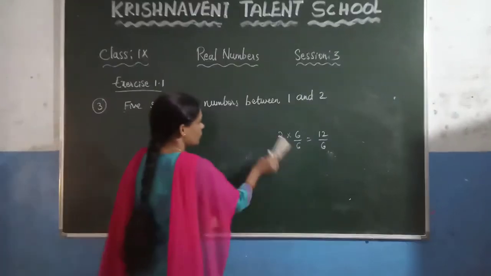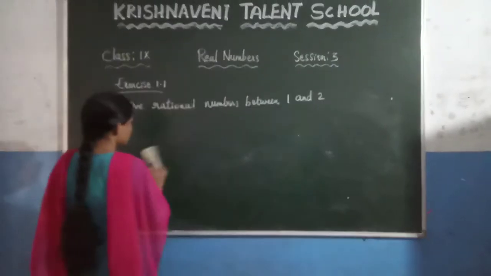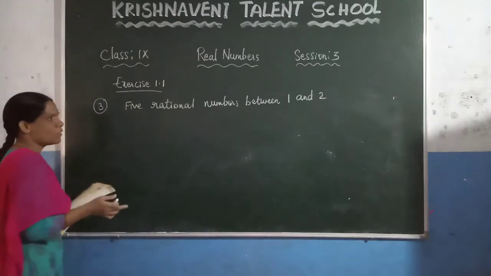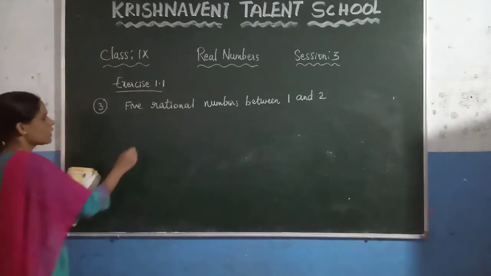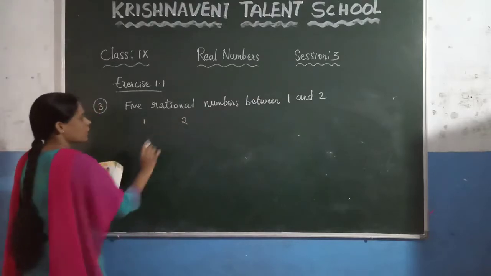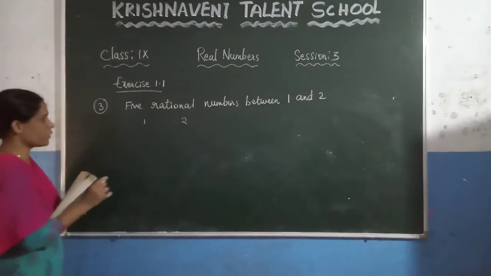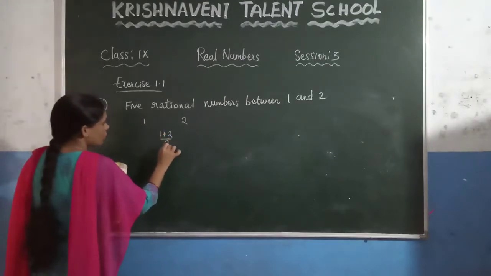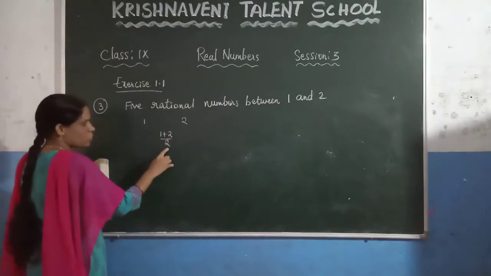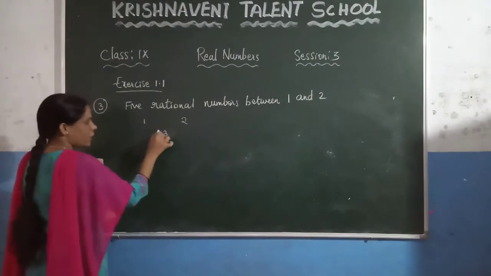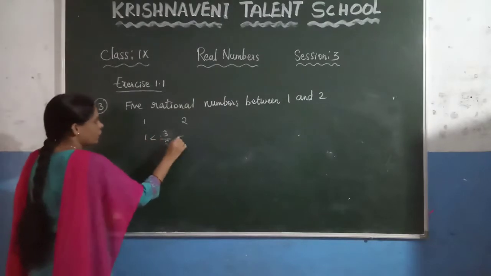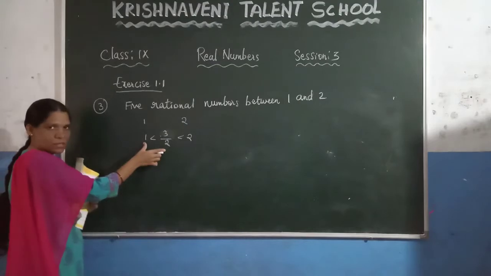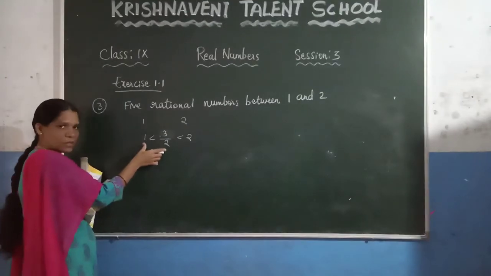Let us see that also. Here they asked to write the 5 rational numbers between 1 and 2. In between 1 and 2, by using the mean method, what will be the middle value here? You can take the average of these two values. What will you get? 1 plus 2 by 2. So what is the value of 1 plus 2 by 2? Which is nothing but 3 by 2. So in between 1 and 2, the number 3 by 2 will be located.